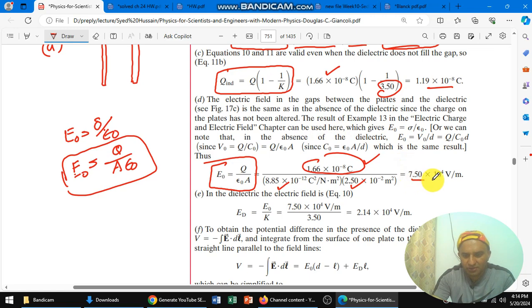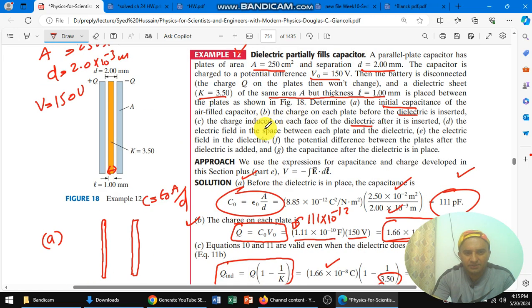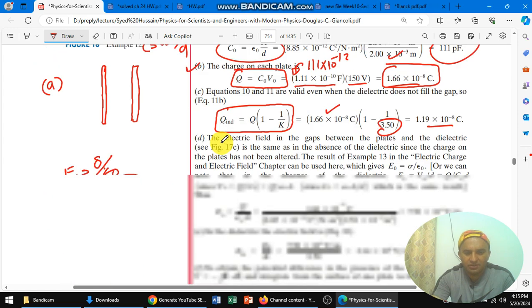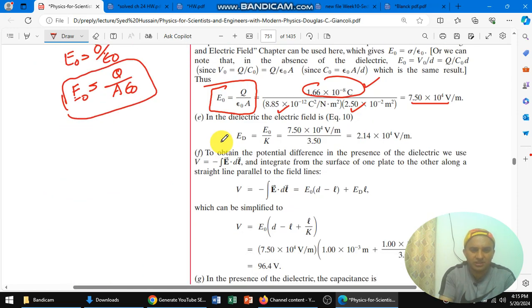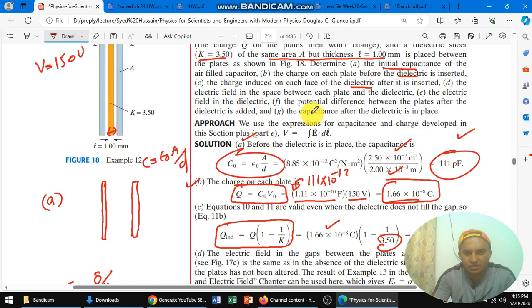That gives us 7.5 to the power 4 volt per meter. So in part E, we need to find the electric field between the dielectric. So E_D is equal to E naught over K. E naught we already found, 7.5 to the power 4, divided by K, which is 3.5, and we get E_D.